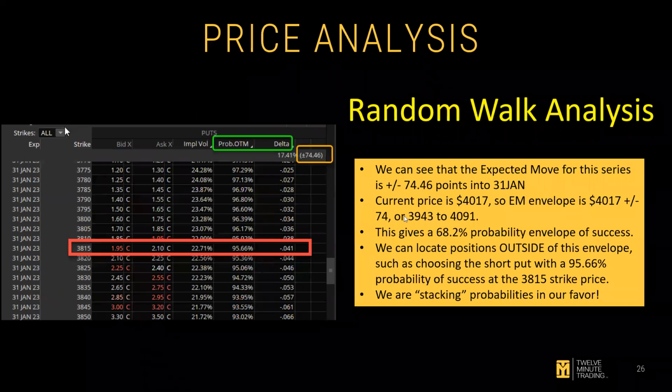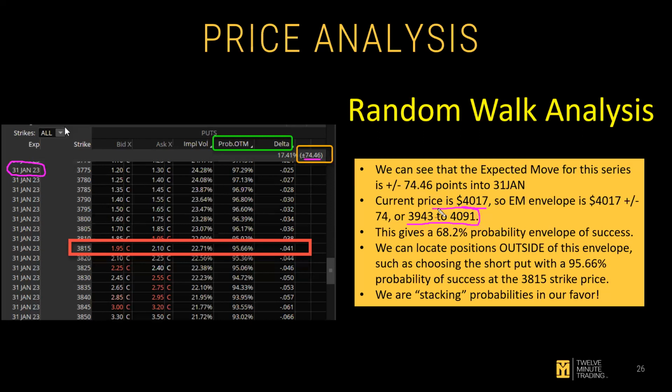Now, here's an example of how we can do something like that. I took these numbers this morning, and what we were looking at for the 31 Jan cycle, which is into next week, next Tuesday, is that we have an expected move of 74.46 points, plus and minus 74.46. So there's a 68% chance that the price will be plus or minus 74 points by next Tuesday. With the current price, when I captured this at 40.17, the envelope was 39.43 to 40.91. And this is out there every day.